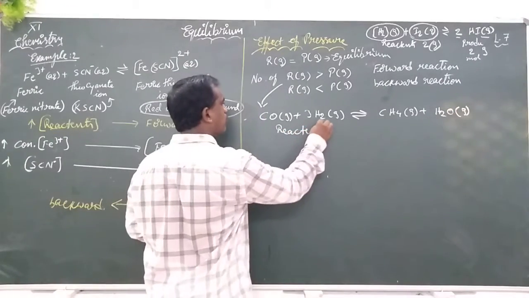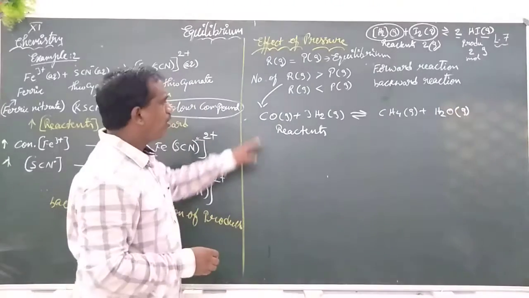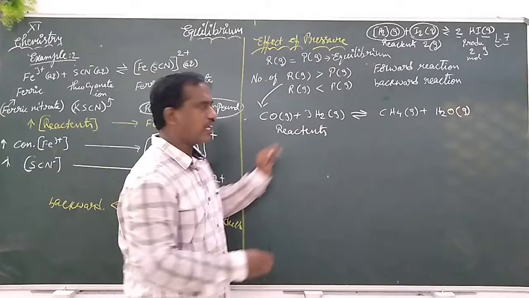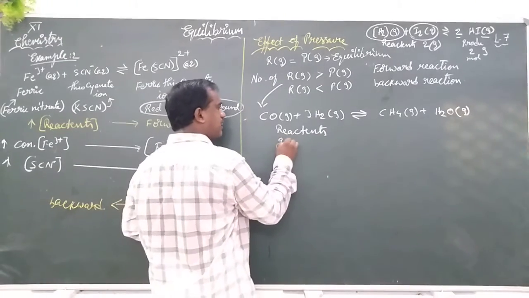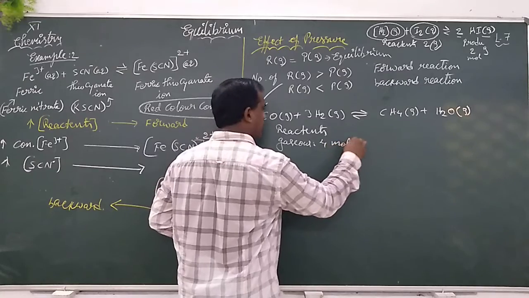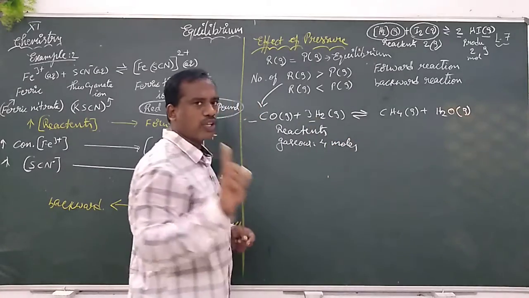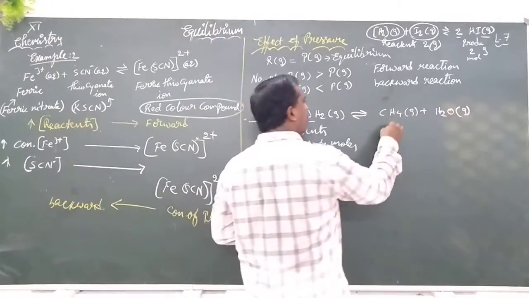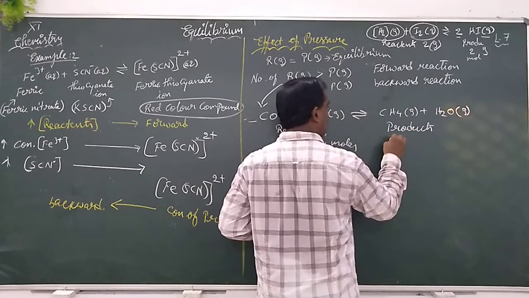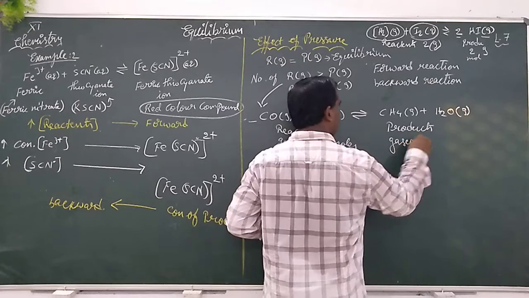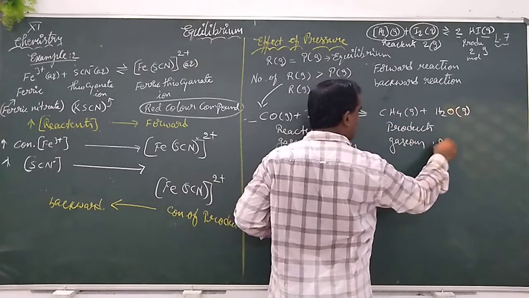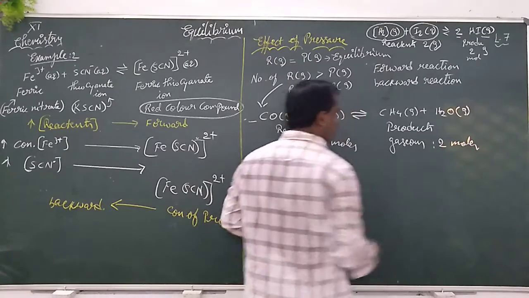Now can you see the reactants? How many moles of gaseous reactants are present? Here 1 mole of carbon monoxide is there and 3 moles of hydrogen are there. So gaseous reactants are how many moles, children? Totally 4 moles are there. Do you agree with me? 3 plus 1, totally 4 moles. And how many moles of gaseous products are there? Here 1 mole, here another mole. Only 2 moles of gaseous products.